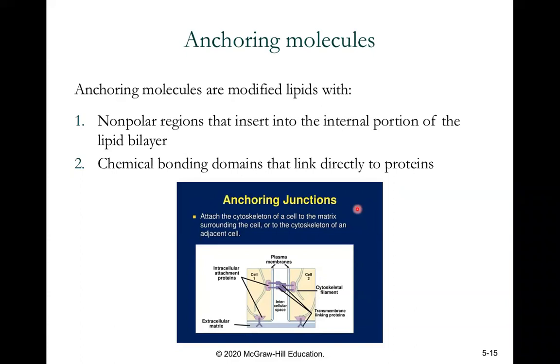occur. So we can also see this in the form of anchoring junctions, where they attach the cytoskeleton of a cell to the matrix surrounding the cell or to the cytoskeleton of an adjacent cell. So we can see here that cell 1, cell 2, along with those plasma membranes are found in this image. And in the middle, we have the intercellular space.